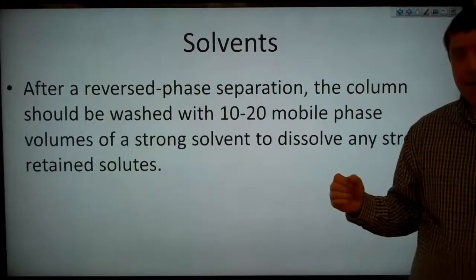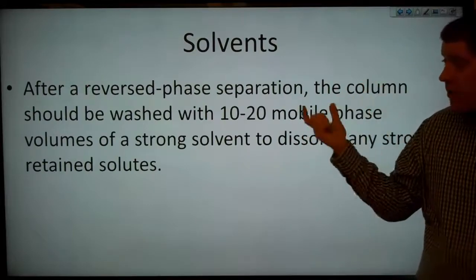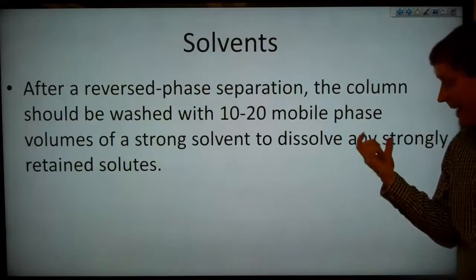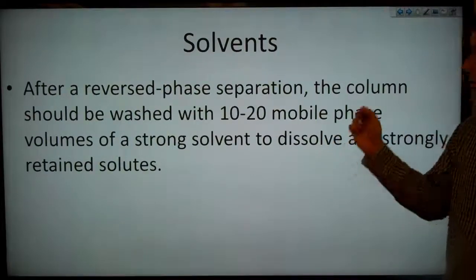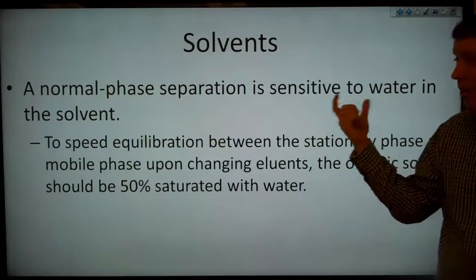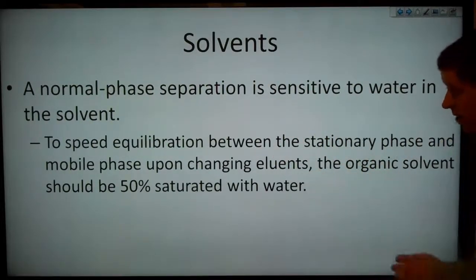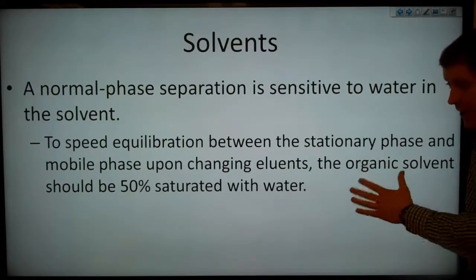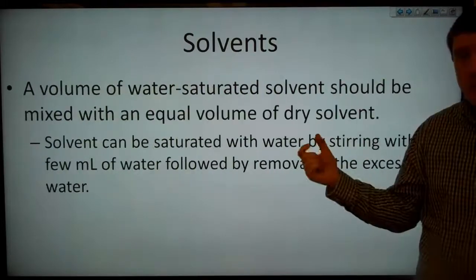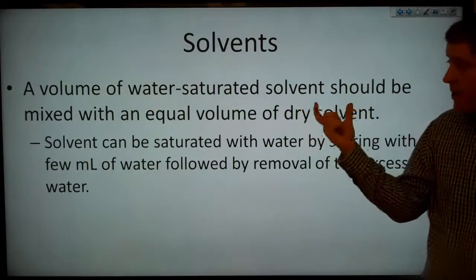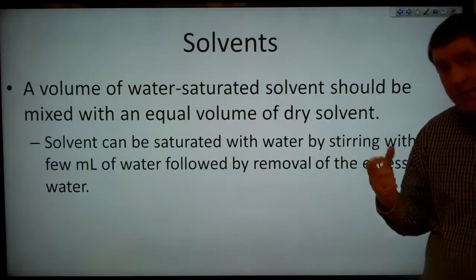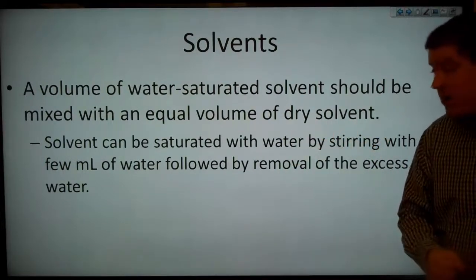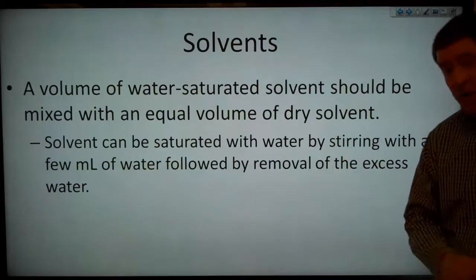After a reversed phase separation, the column should be washed with 10 to 20 mobile phase volumes of a strong solvent to dissolve any strongly retained solutes. A normal phase separation is sensitive to water in the solvent, and to speed equilibration between the stationary phase and the mobile phase upon changing eluents, the organic solvent should be 50% saturated with water. Now, a volume of water-saturated solvent should be mixed with an equal volume of dry solvent to give us that 50% saturated solvent. The solvent can be saturated with water by stirring with a few milliliters of water, followed by removal of that excess water.